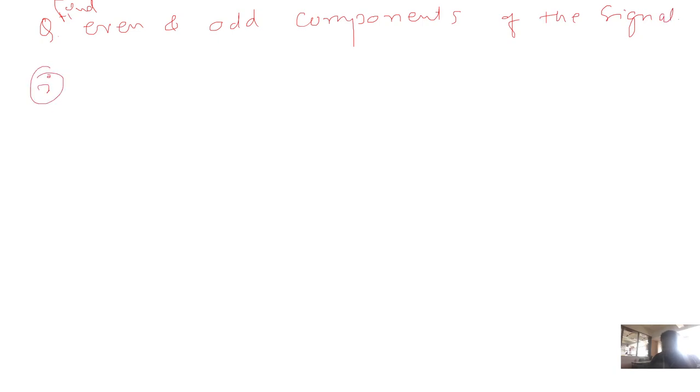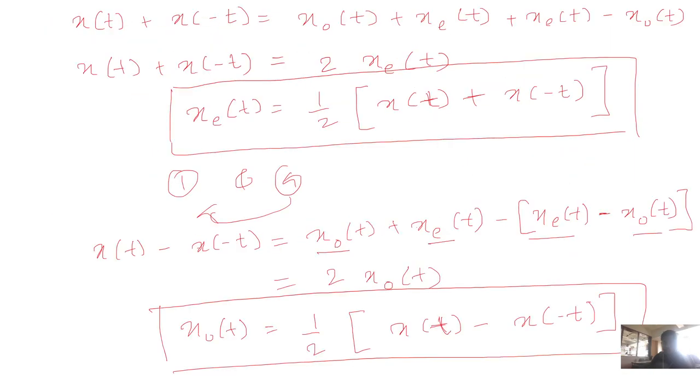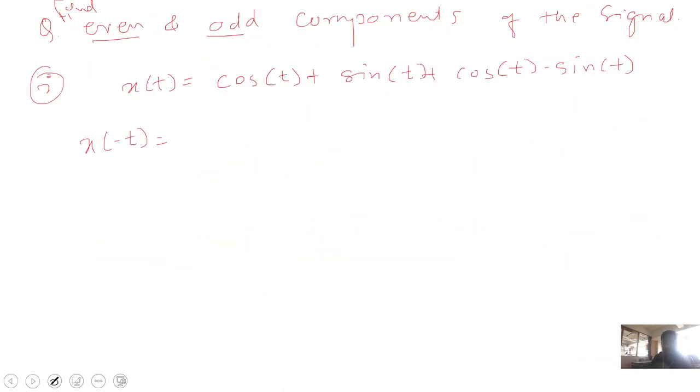So first we will take a continuous time signal, that is x of t is equal to cos of t plus sin of t plus cos of t into sin of t. This is our entire signal. Now, for the calculation of even and odd parts, we require x of minus t also. I need x of t and x of minus t. So I need to replace t with minus t. So it is going to be cos of minus t plus sine of minus t plus cos of minus t into sine of minus t.